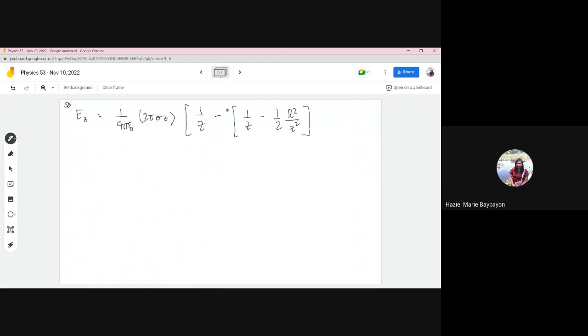Over z cubed. So the 1 over z goes inside. This is z cubed, okay? So this will be cancelled out. We will be left with 1 over 4 pi epsilon naught, 2 pi sigma z.